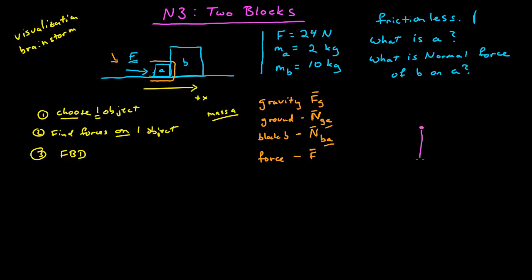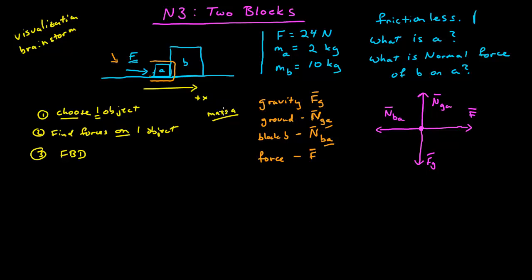So gravity is down. The normal force of the ground on block A is up, because it's perpendicular to the surface from the agent to the object. The agent is the ground, the object is A. So there's this contact force that's pushing it forward that I call F. And then there's the normal force of B on A. And it's normal, the contact force, and points from the agent, which is B, to the object A.